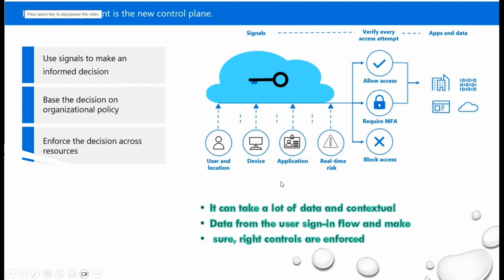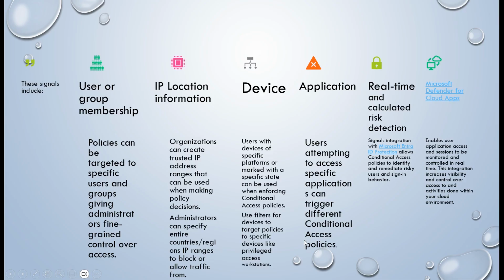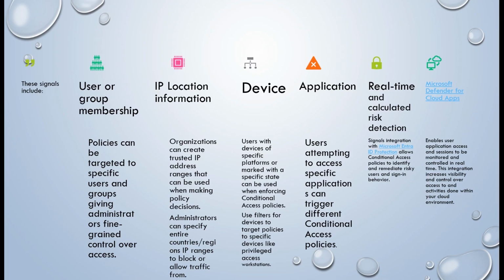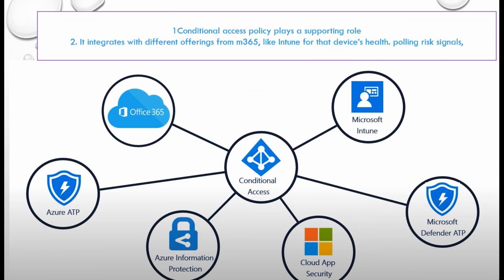In brief, it collects the signals, from where you are accessing, who is accessing, and what type of application is being used, and it makes a decision whether to give you access or require you to meet some conditions. It can take a lot of contextual user data, use the user sign-in flow, and make sure the right controls are enforced. So this is how conditional access works. We have checked what the signals are and what decisions it takes.